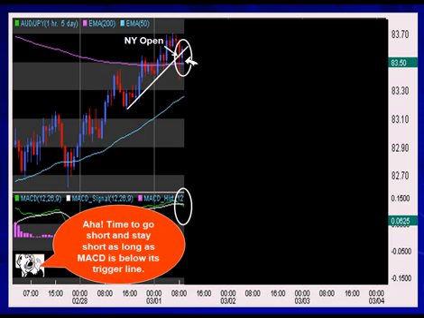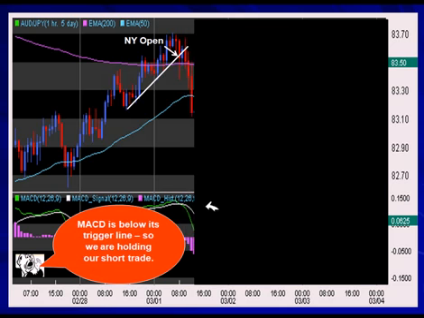There it is right there. A break below the trend line, right there. Confirmed by MACD punching down through its trigger line. Now, okay, so we're short. Well, the question is, how long are we going to hold this trade? Well, you want the simple answer, to make a long story short, is you want to hold it as long as MACD is below its trigger line.